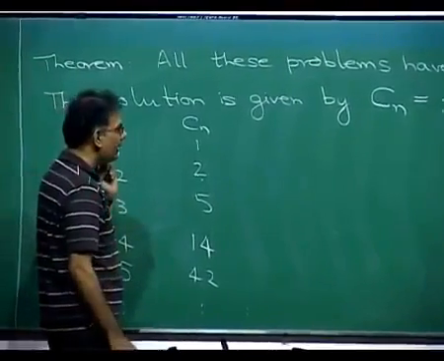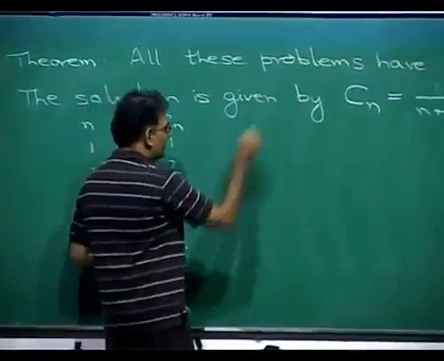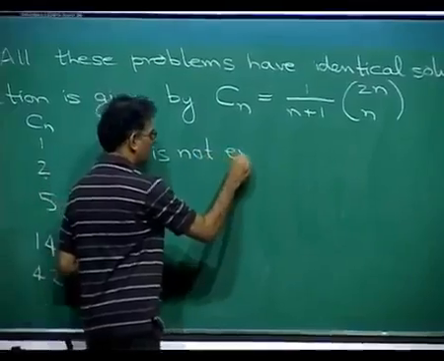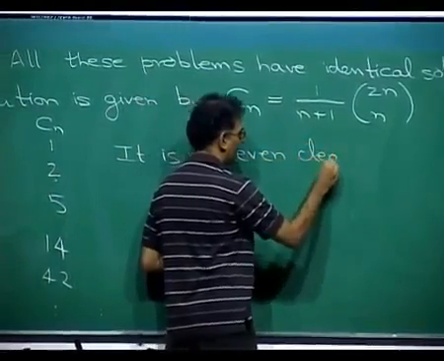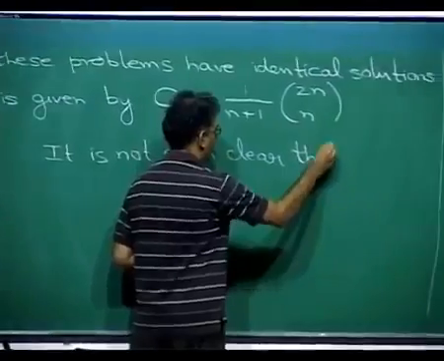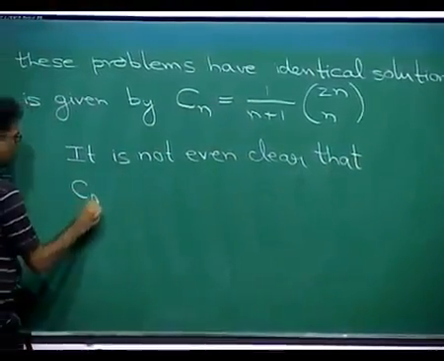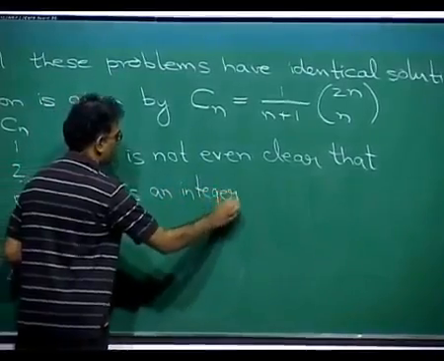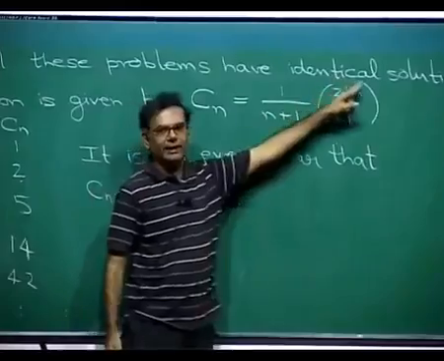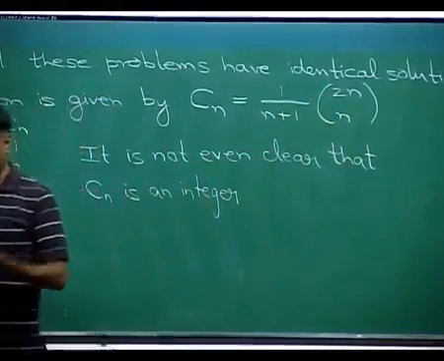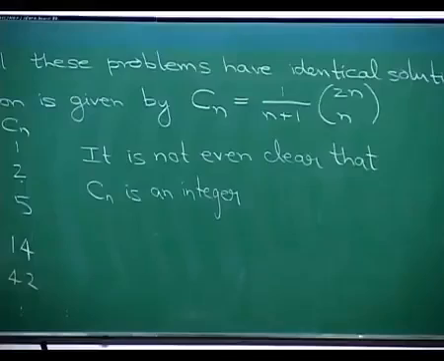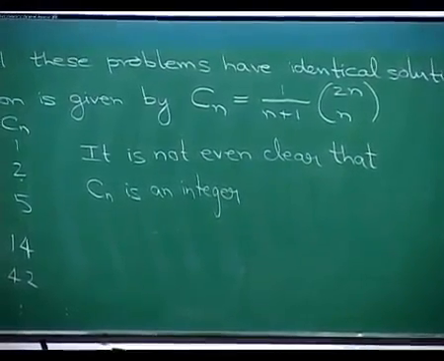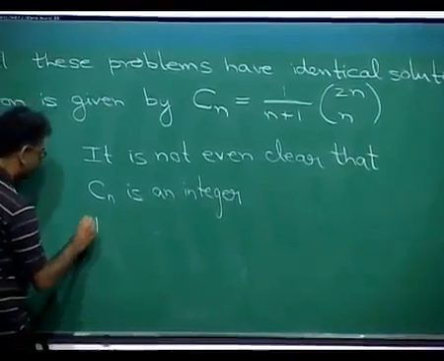Okay, but before I get to doing that, first notice that it is not even clear that Cn is an integer. It's not obvious that n plus 1 divides 2n choose n, right? 2n choose n is the middle binomial coefficient in that nth row, right? It's not even clear that n plus 1 always divides that, but it does. And that's not too hard to show. However, this is easy.